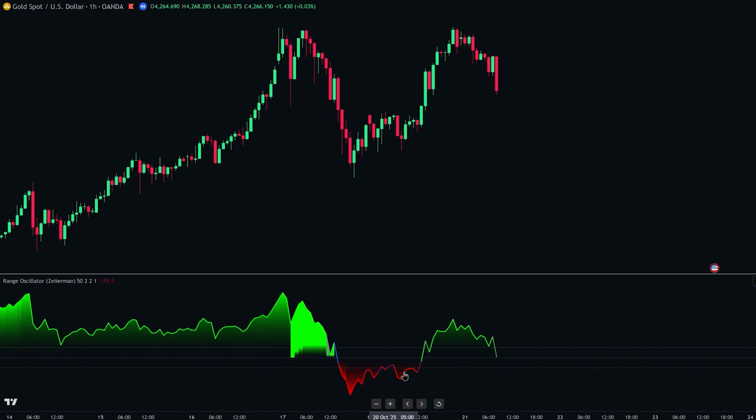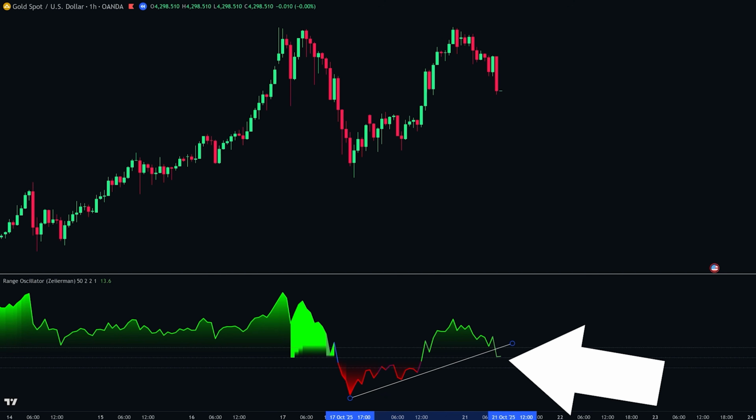First, you want to look at the Range Oscillator and make sure it's forming a series of higher lows. This tells you that bullish momentum is fading, and the market may be preparing for a move downward. Once you confirm that structure, pick your trendline tool and draw a bullish trendline upward, connecting those higher lows on the oscillator. From here, your job is to wait patiently for the breakdown.